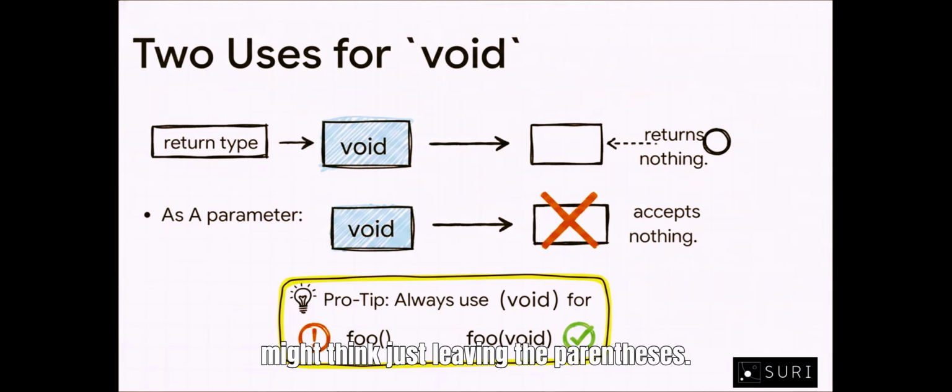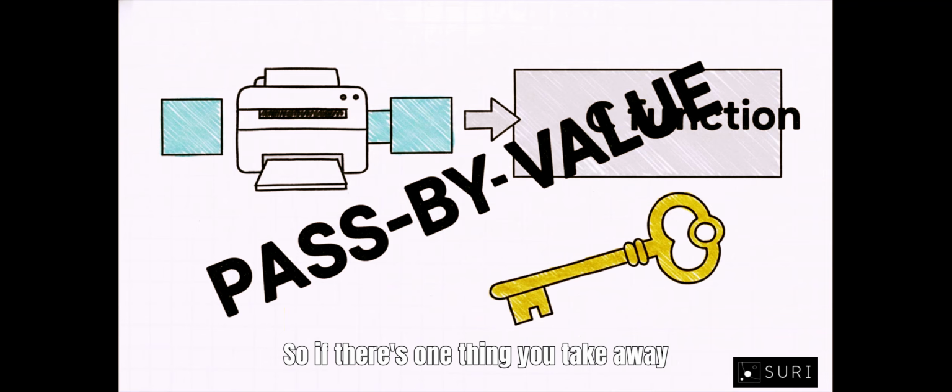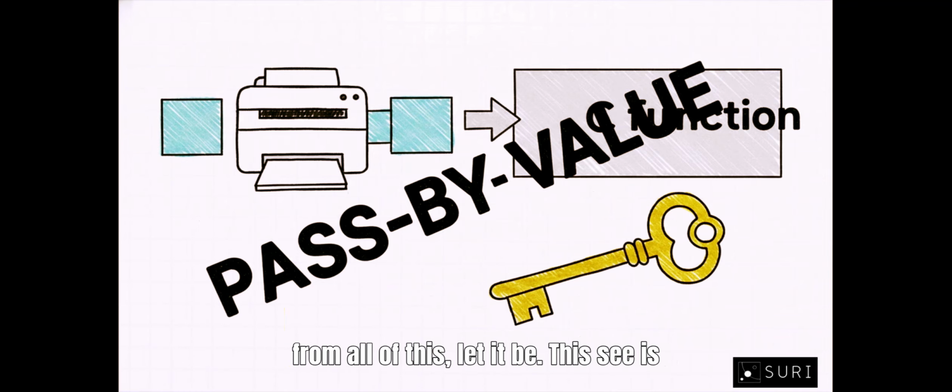You might think just leaving the parentheses empty does the same thing, right? Well, in old-school C, that actually meant the function could take any number of arguments, which is not great. So using void inside the parentheses is the modern, safe, and super clear way to say this function takes absolutely nothing.